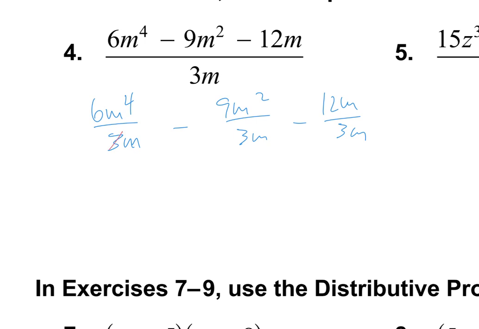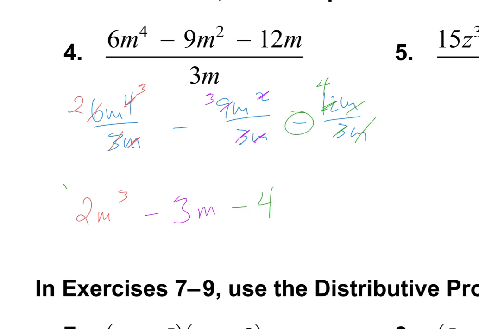6 divided by 3, well, that's 2. And m to the 4th divided by m, well, that's m to the 3rd, right? 9 divided by 3 is 3. And don't forget this negative, he's not going to change. And then m squared divided by m, that's just going to be m. And last but not least, 12 divided by 3, that's 4. Again, negative 4. And m divided by m, the m's cancel.